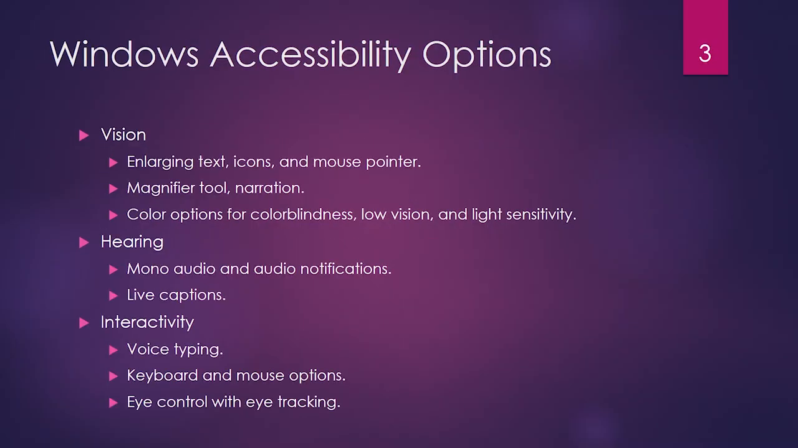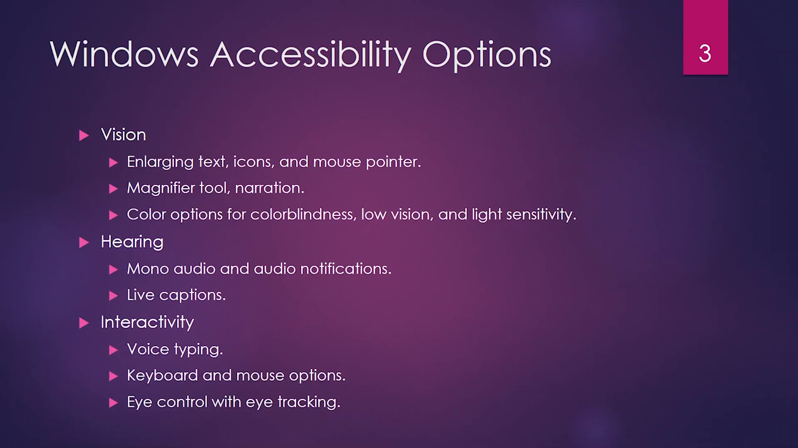So here's an overview of what we can do in the accessibility settings. For vision, we can do some enlarging of text, icons, and the mouse pointer. There's a magnifier tool and a narration tool. And there's also color options for color blindness, low vision, and light sensitivity. For hearing, we have mono audio and audio notifications, as well as live captions options. And then for interactivity, there's voice typing, keyboard and mouse options, and there's also eye control with eye tracking. I do not have an eye tracker, so we will not be looking at that one today.